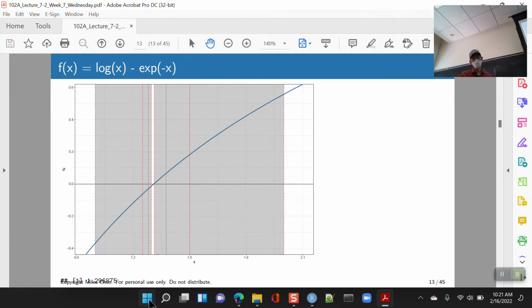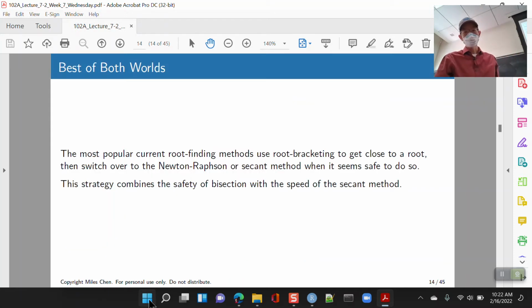So the rules for starting: x on the left and x on the right have to have opposite signs. So you can't have a situation where you have this parabola, you've got two roots in there, and you're negative on the left-hand side, negative on the right-hand side.